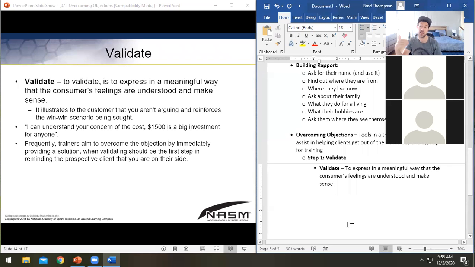Again, you're trying to get on the same side of the table, because that's what sales is. Sales is not you versus someone else, which is what a lot of people think. It is you on the same side of someone else so that you can help them. So you're going to validate what they're saying. It illustrates to the customer that you aren't arguing, and it reinforces a win-win scenario being sought. You're trying to win, obviously, because you want this person to train with you, and you're trying to get them to succeed. That is a win-win scenario.